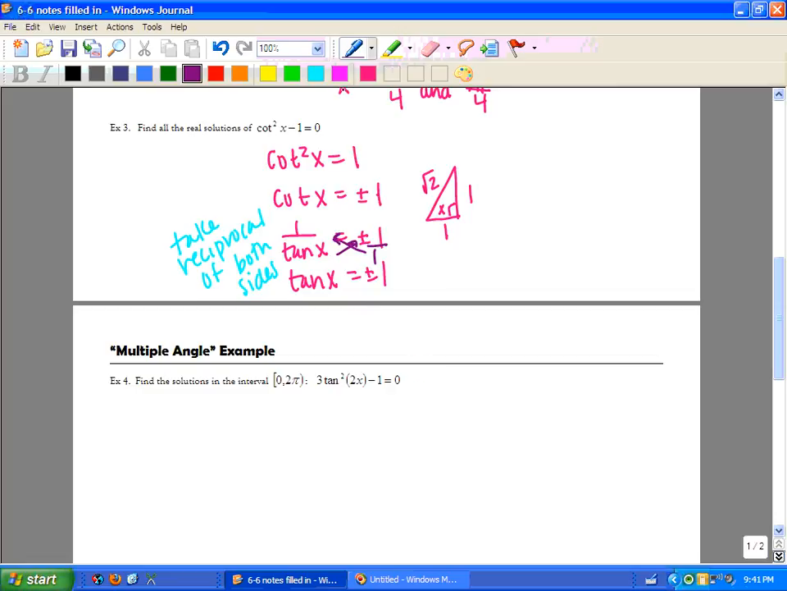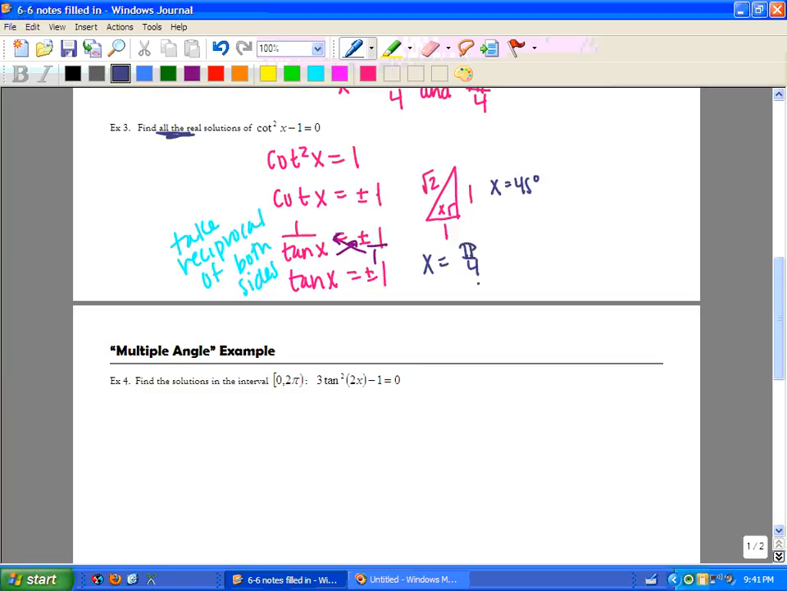And on this one, it says to find all the real solutions. And so where does tangent equal 1? Or again, that corresponds to the 45, 45, 90 triangle. And since it's positive or negative, it would be all the over 4s. So it would be x equals pi over 4.